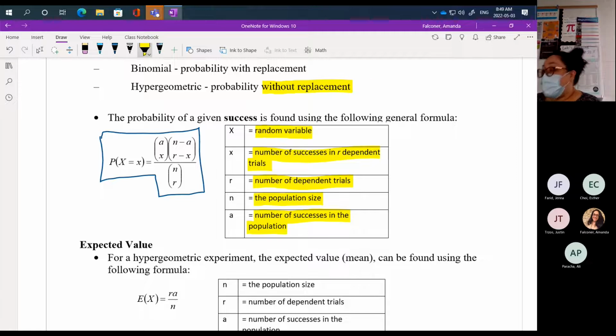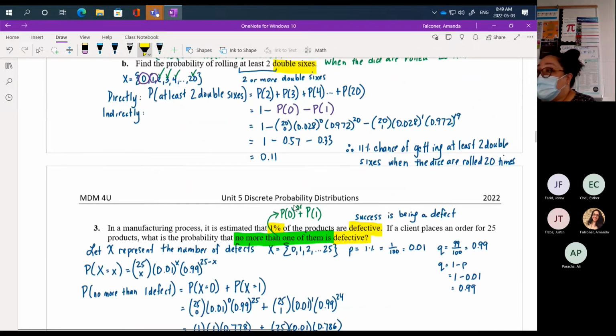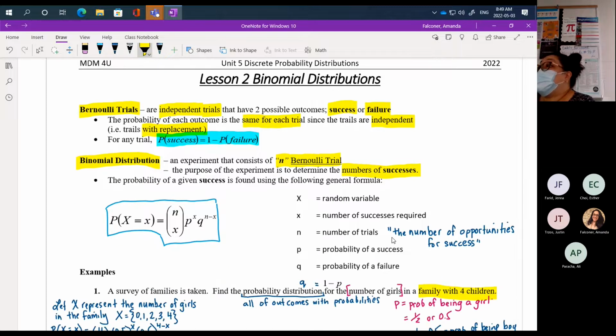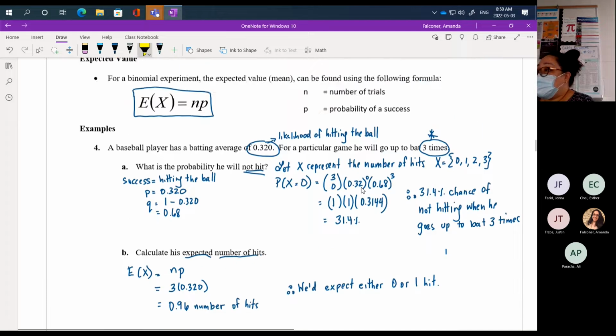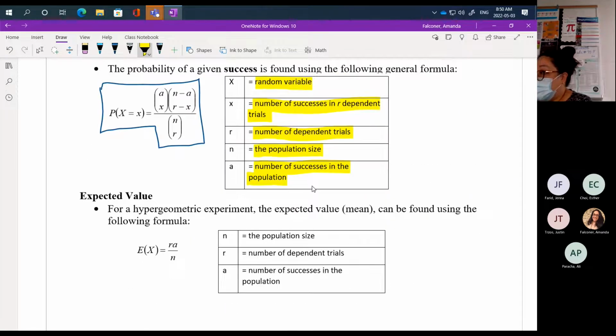So if we were to look back at the binomial distribution, I'm quickly going to just scroll up here. N is the population size in hypergeometric world. N is the number of trials in binomial world. Okay, so those things are switching, so we've got to be careful of that. Random variable X is still random variable X, and the number of successes is still that little x, but now N has switched, and we've also layered in A and R. It's almost like that A is what N was for binomial, the number of successes in the population, the number of opportunities there are for the success.